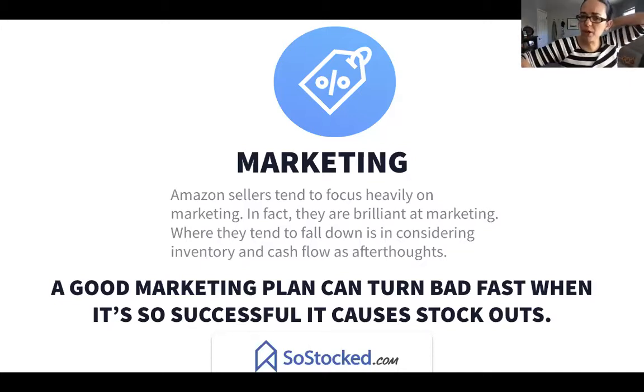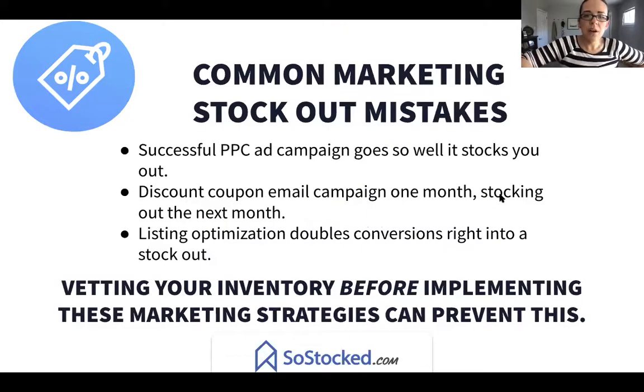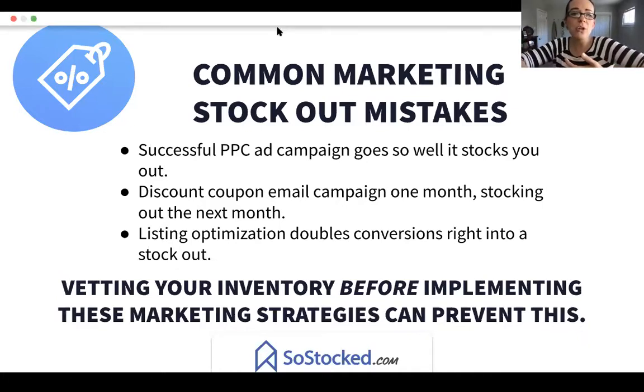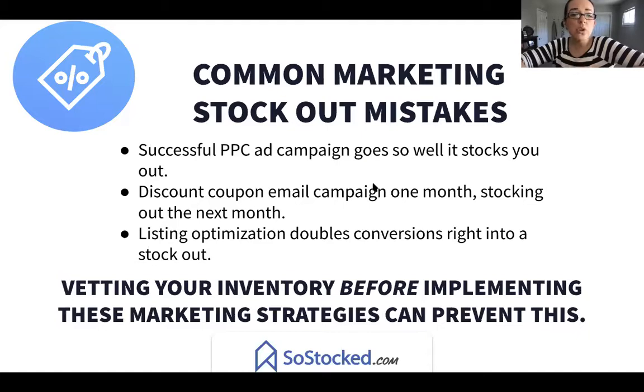So I like to say a good marketing plan can turn bad fast when it's so successful it causes stock outs. Okay, so we talked about this: PPC ad campaigns stocking you out, discount coupon emails stocking you out, listing optimization doubling your conversion. That's another one. So when you're doing a listing optimization change and you think that's going to double your conversion or improve things, what you should do is start looking at your new sales velocity.